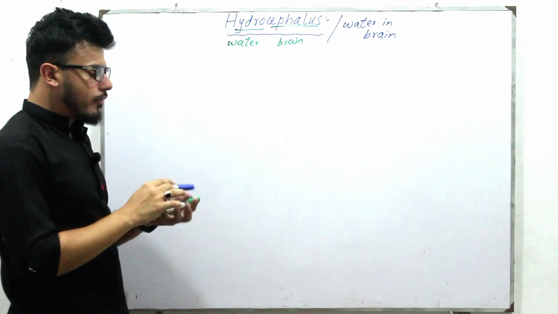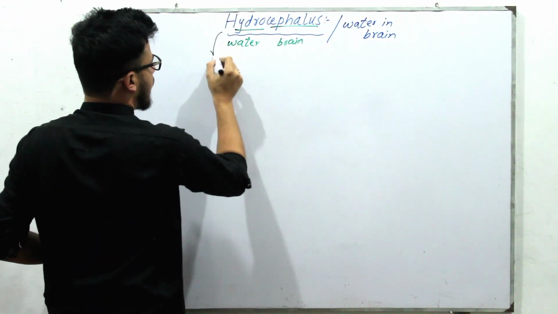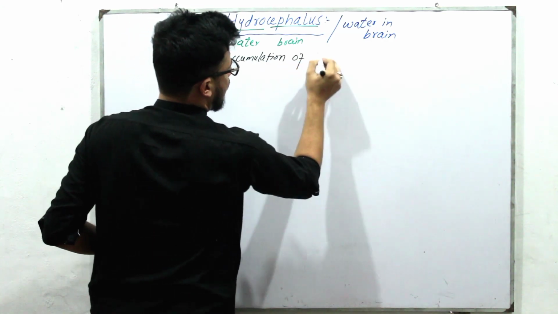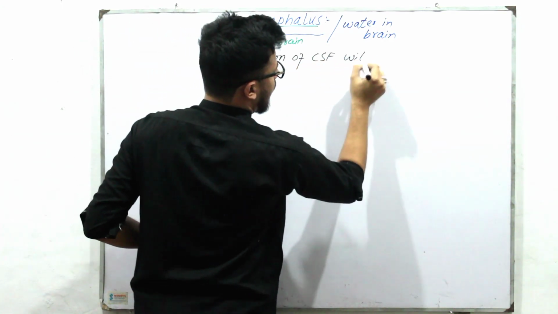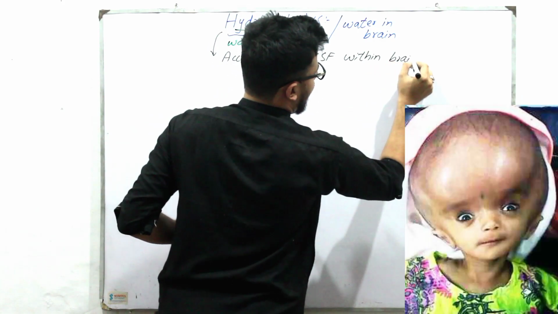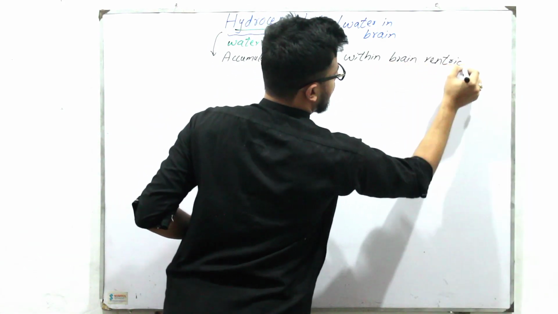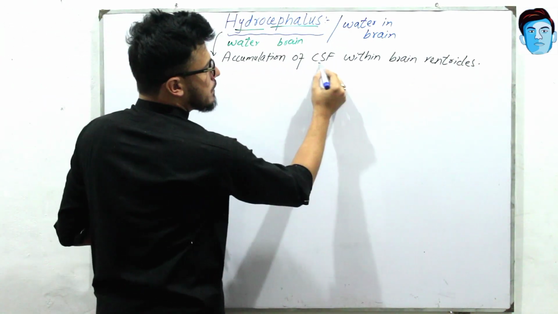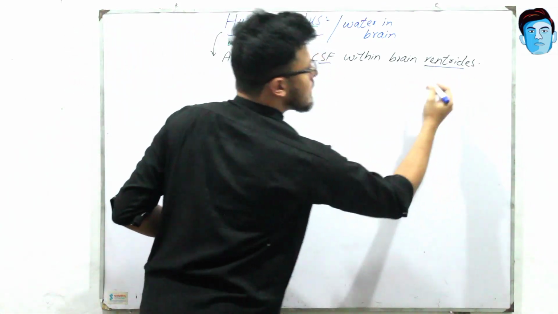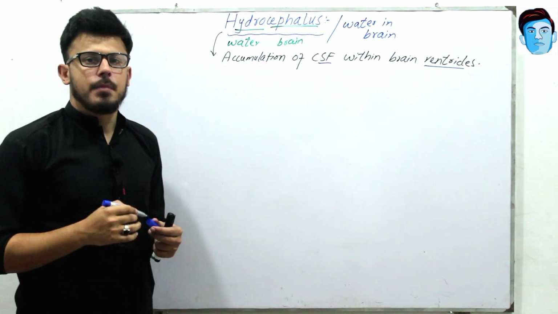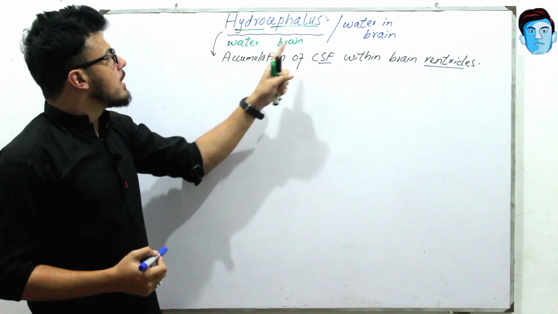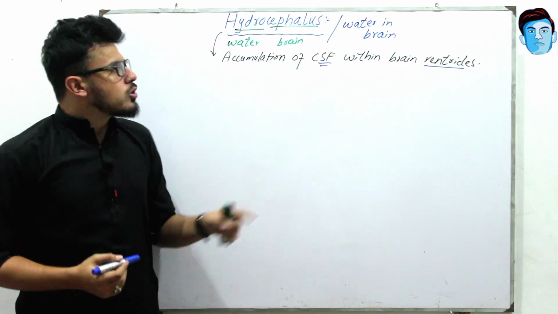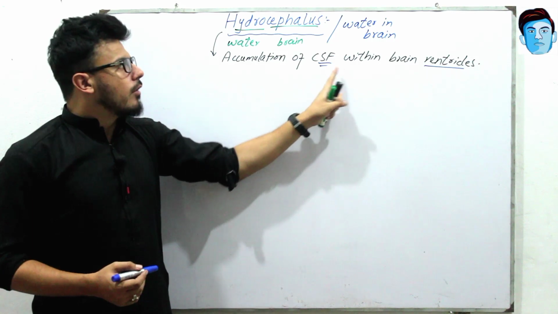So in hydrocephalus there is accumulation of CSF, cerebrospinal fluid, within the brain ventricles. Ventricles are irregular cavities located within the brain parenchyma. Here, by hydrocephalus, the water indicates the CSF. CSF contains approximately 99% water. So it is the accumulation of cerebrospinal fluid within the brain ventricles.